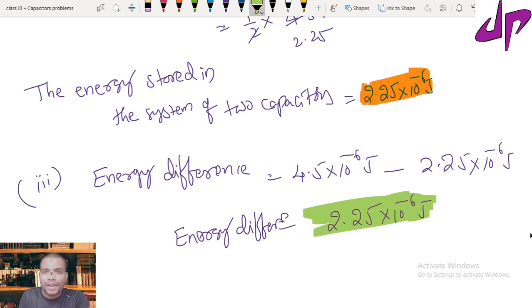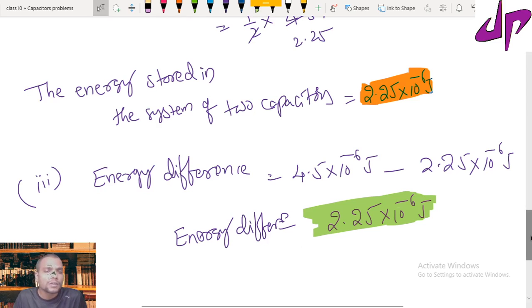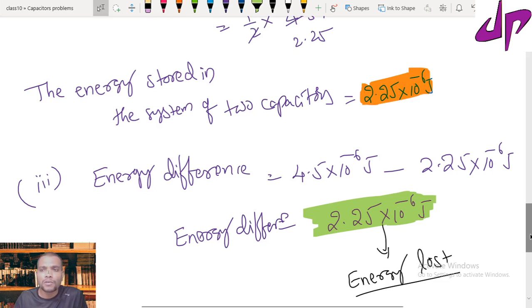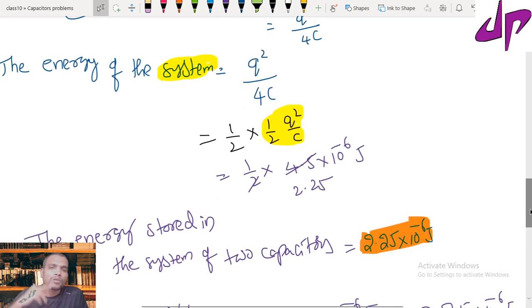In the parallel combination of the capacitors, when they are connected in parallel, because of the charge redistribution, energy gets lost. So this is the lost energy. The energy lost is in the form of either radiation or heat, mostly electromagnetic radiation, or the energy lost is in the form of heat. So that's the reason, because of the redistribution of the charges.